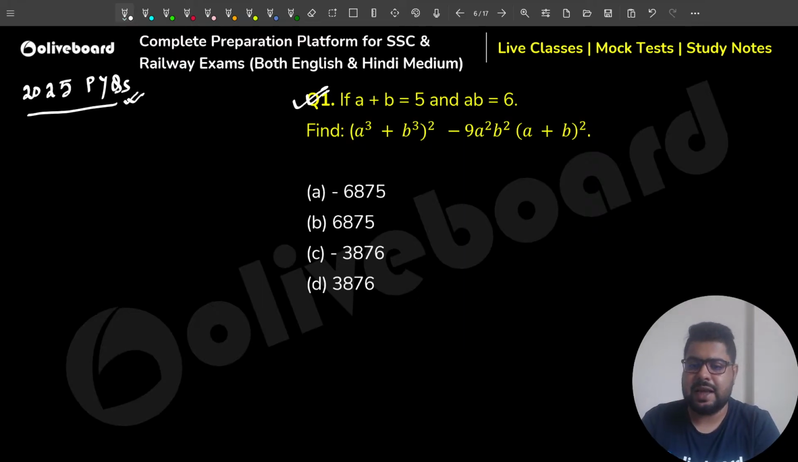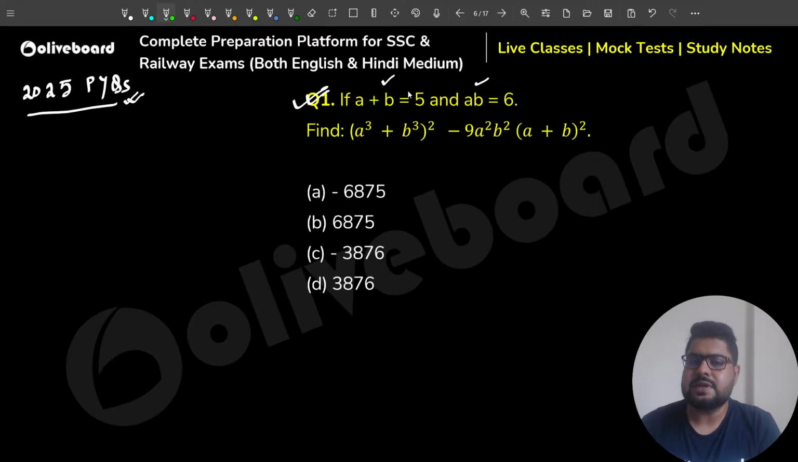Let's start with the first question. They have given you two equations, so it's multivariable. In higher level questions, I've taken mostly multivariable equations or multivariable questions. There are a couple of single variable ones we'll solve. You see, there are multiple ways of solving this. Let me say this upfront.